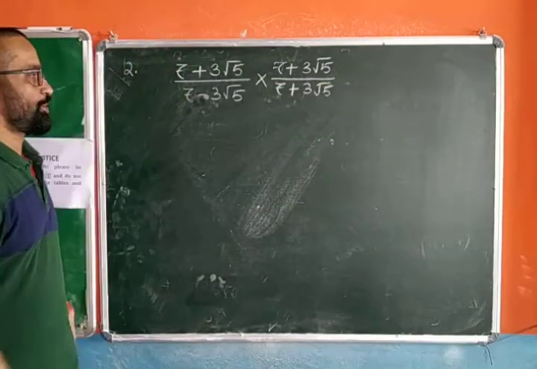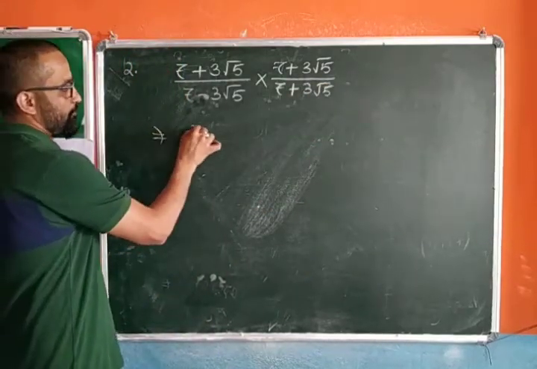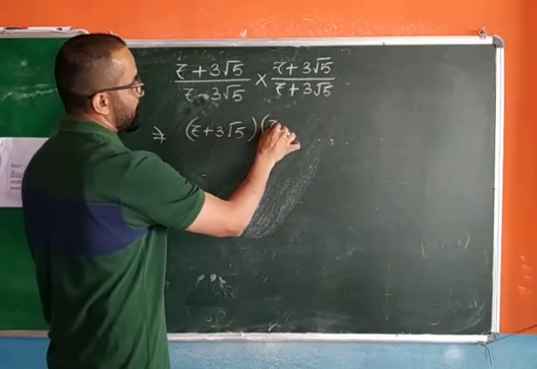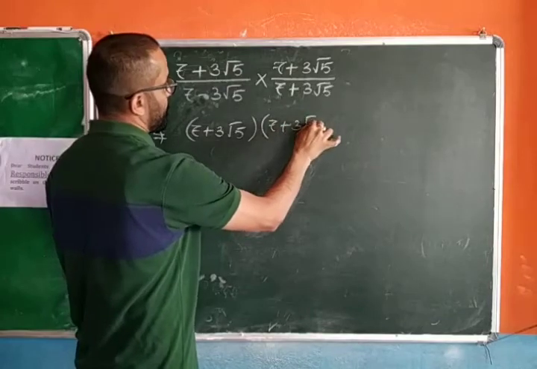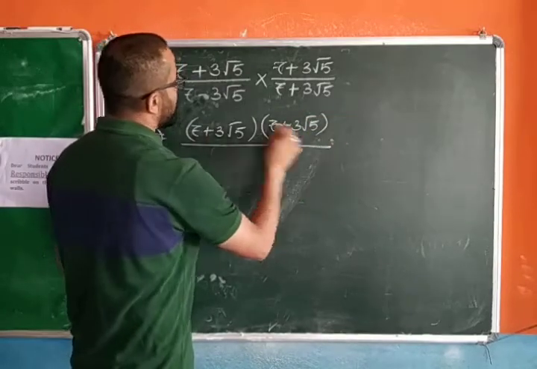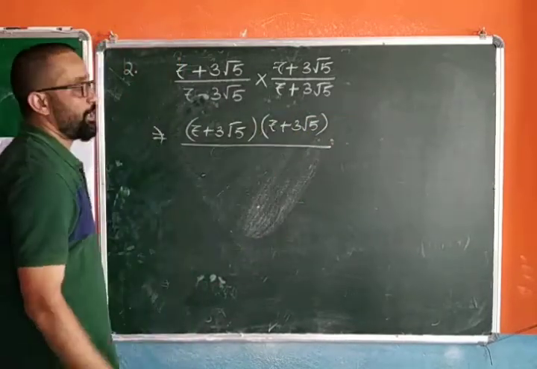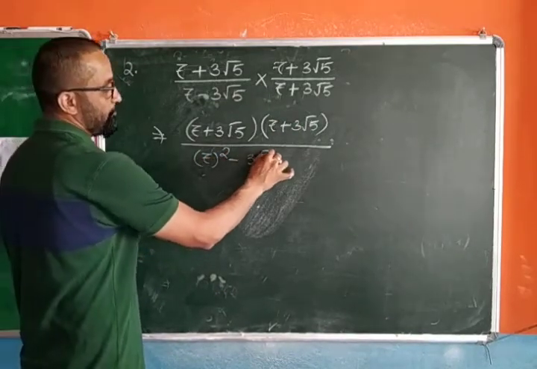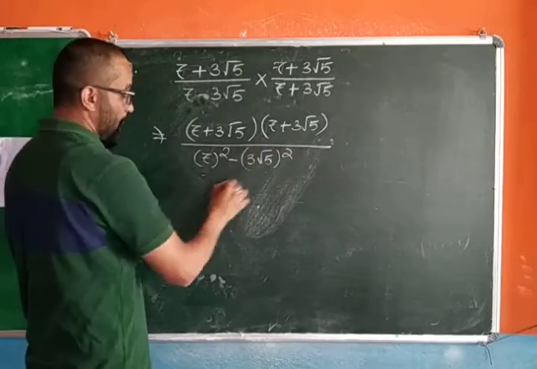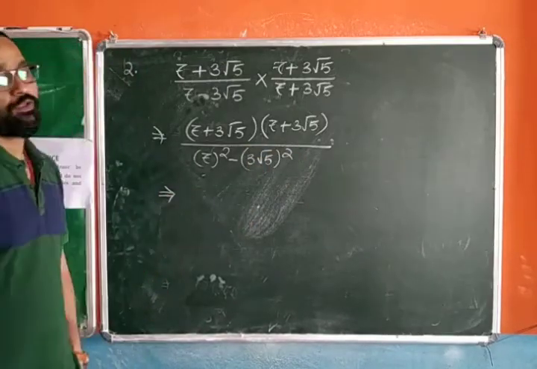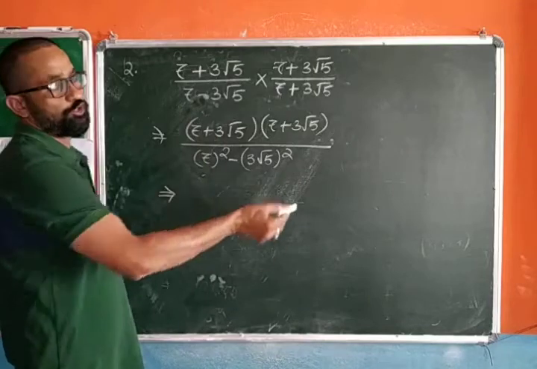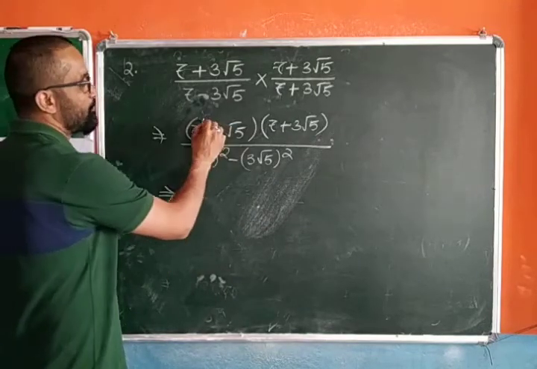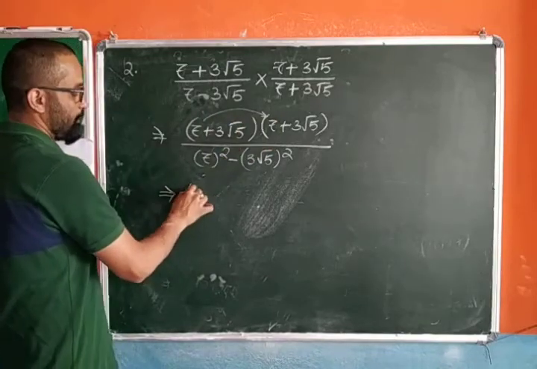Now multiplication. (7 + 3√5) multiplies against (7 + 3√5). Using the algebraic formula at the denominator, 7 whole square minus (3√5) whole square. Now simplification. You can use multiplication, or you can use the (a + b) whole square formula. But I am doing multiplication, it will be much easier.